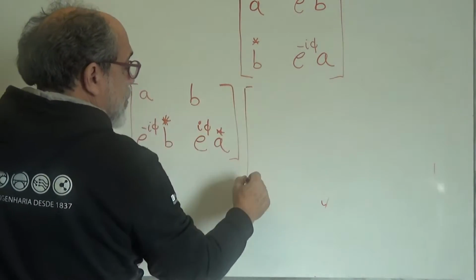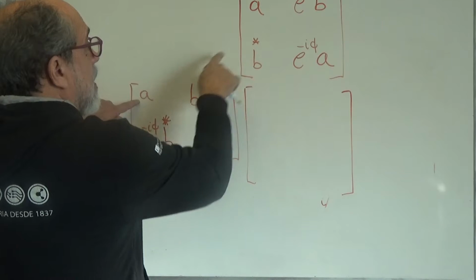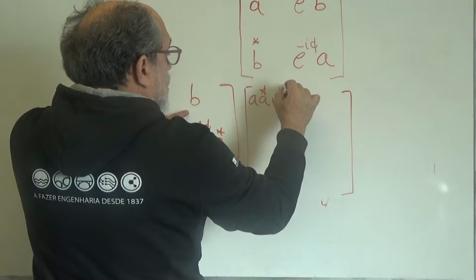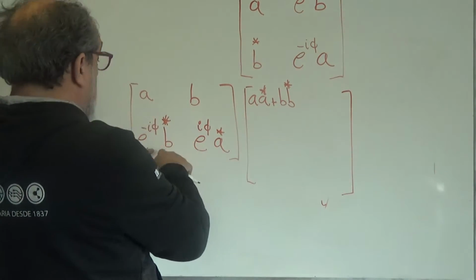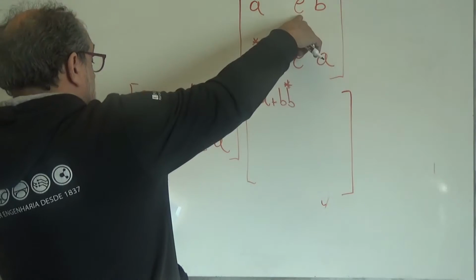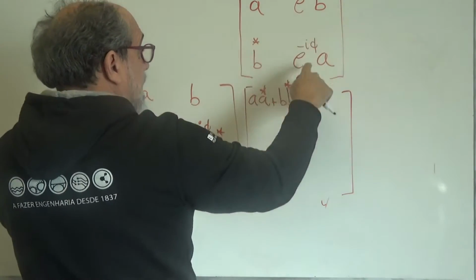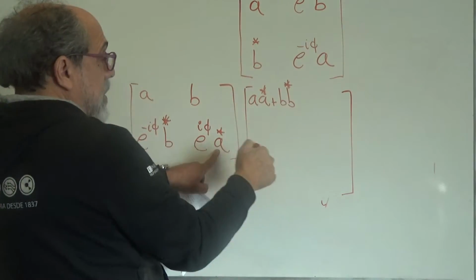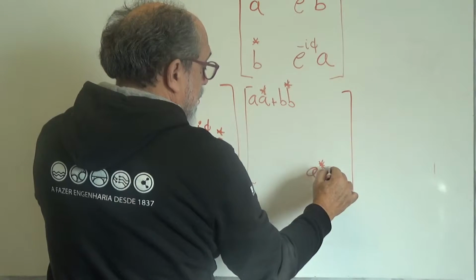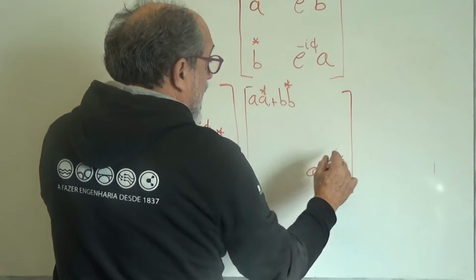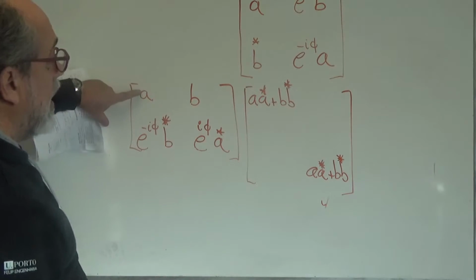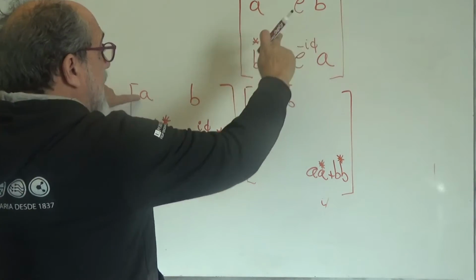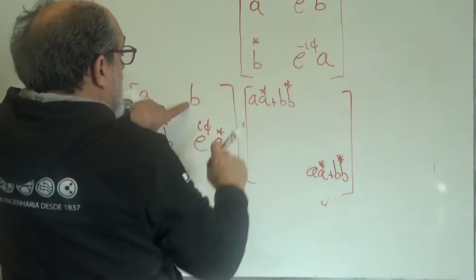If we multiply these two matrices, then we get here A times A conjugate plus B times B conjugate. And here we see that e to the minus i phi times e to the i phi is 1, and we get B conjugate times B. And then here we get e to the minus i phi times this is 1, and we get A times A conjugate. So this is again A times A conjugate plus B times B conjugate. And if we look at what goes outside the diagonal, you will see that this is A times AB times e to the i phi minus AB e to the i phi.